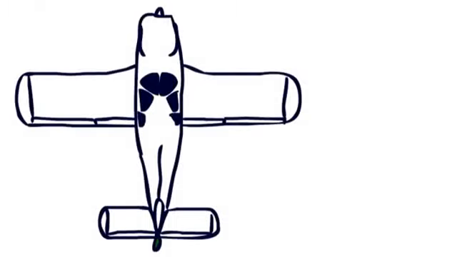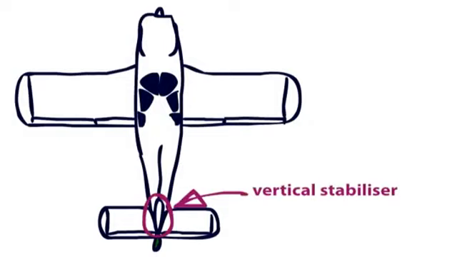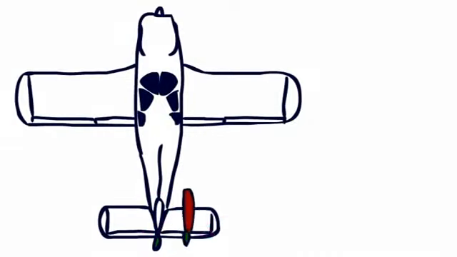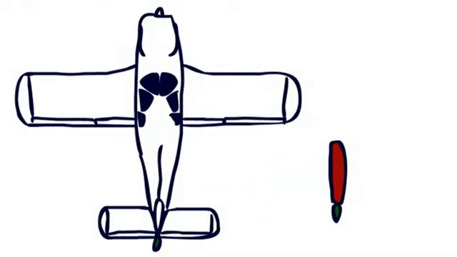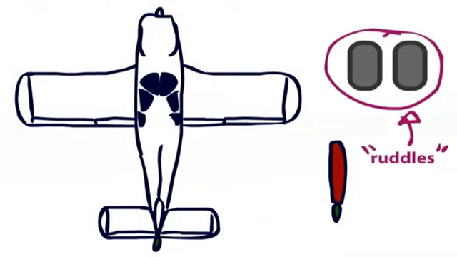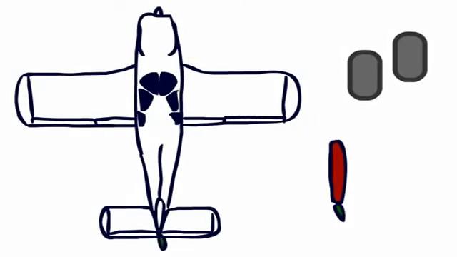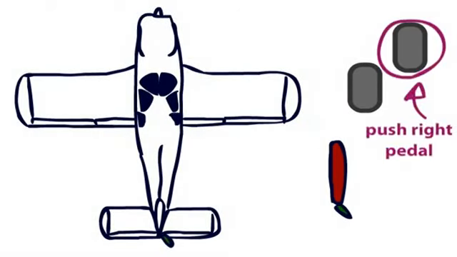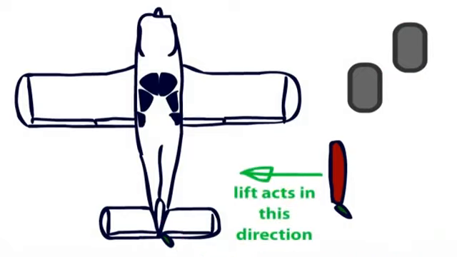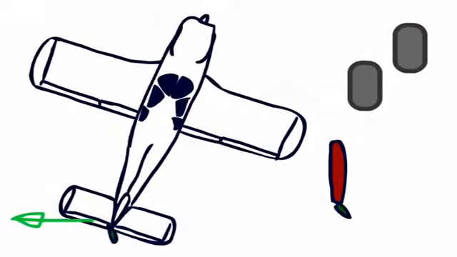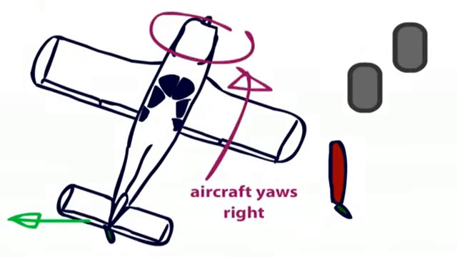Finally, the rudder. Looking at the aircraft from above, you can think of the combination of the vertical stabilizer and rudder like a vertical wing. You control the rudder using the rudder pedals, or ruddles, which you operate using your feet. These are usually found in the cockpit and not floating 6 feet to the right of the aircraft, as they are in this picture. Push the right pedal, and the rudder will move right. This will cause lift to act on the horizontal stabilizer in this direction, which will pull the tail over here. This yaws the aircraft to the right.